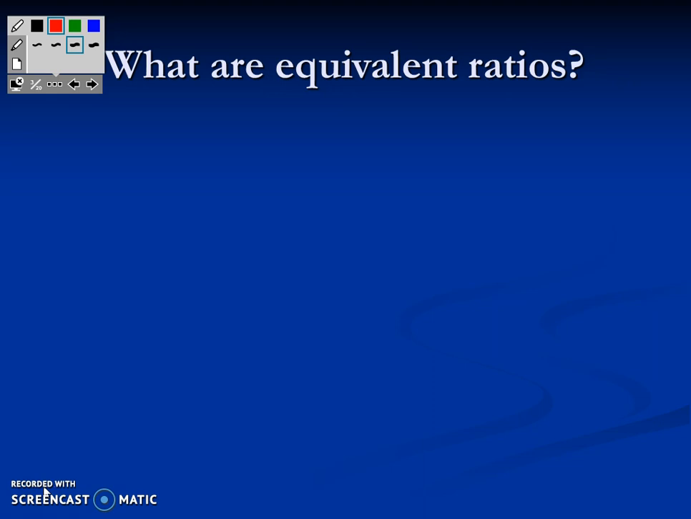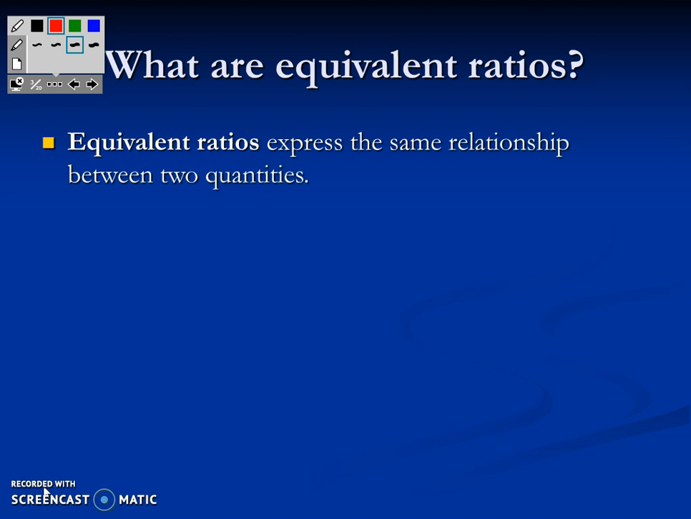So let's talk about equivalent ratios. Well, what are they? Well, equivalent ratios express the same relationship between two quantities. So what does that mean? Well, quantities, for one, is just a big word that means number of items. Okay, so if we're talking about expressing the same relationship between two quantities, let's focus on fractions. In 5th grade, you focused on fractions and you focused on making equivalent fractions.